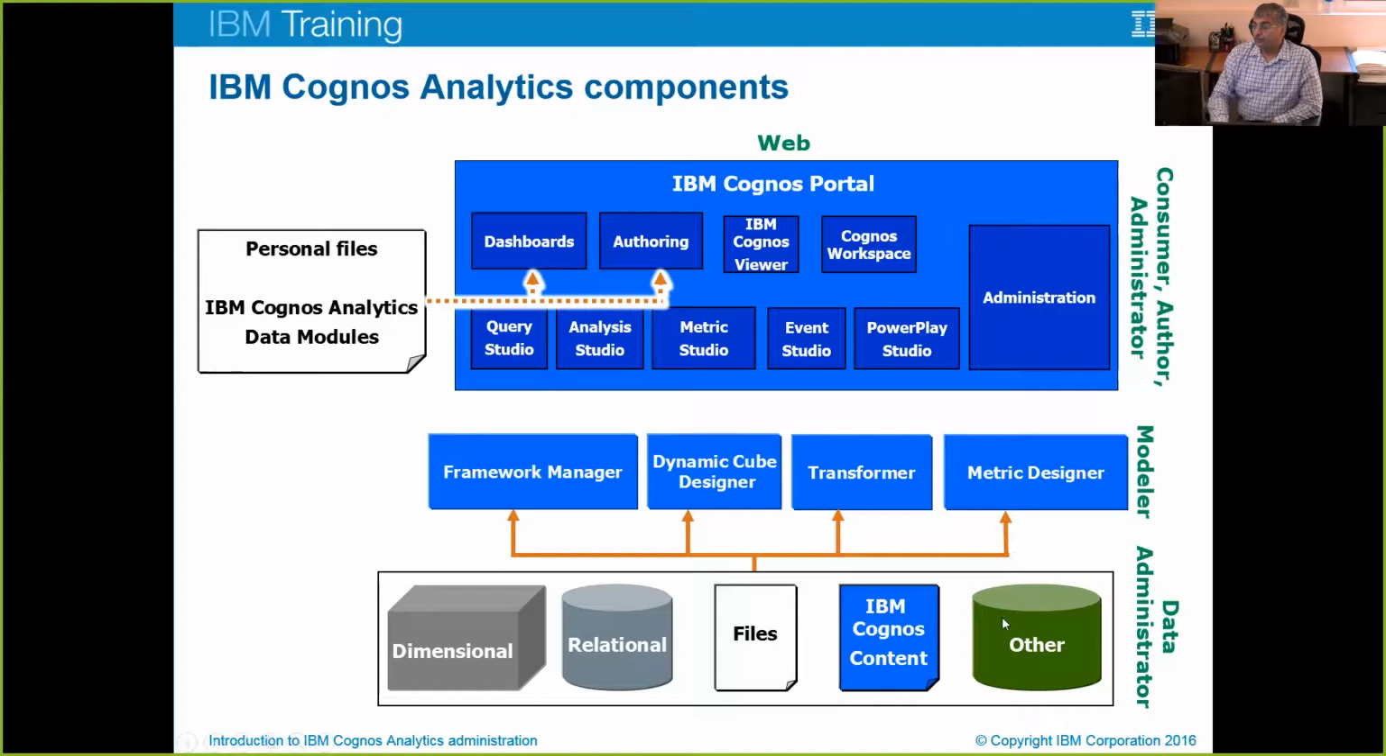At the bottom of all the three layers is the data, where all the data resides, whether it is dimensional data, relational data, personal files, flat files, or any other type of data source. But you see in the middle, there is a blue database called IBM Cognos Content Store. It is colored in blue because it is a part of the Cognos environment.